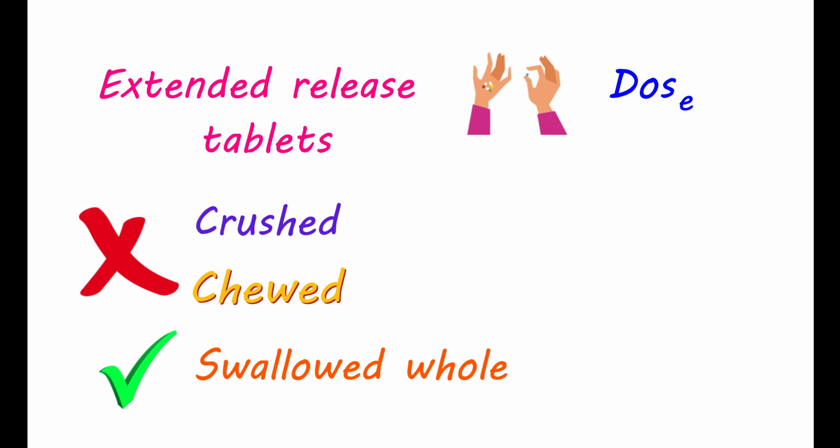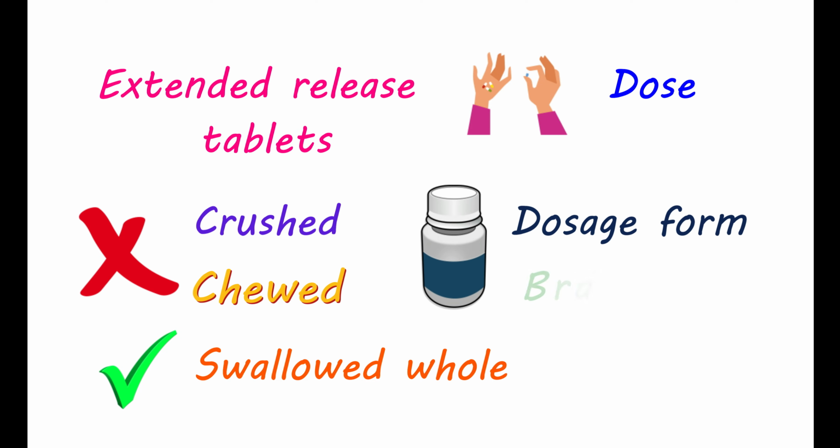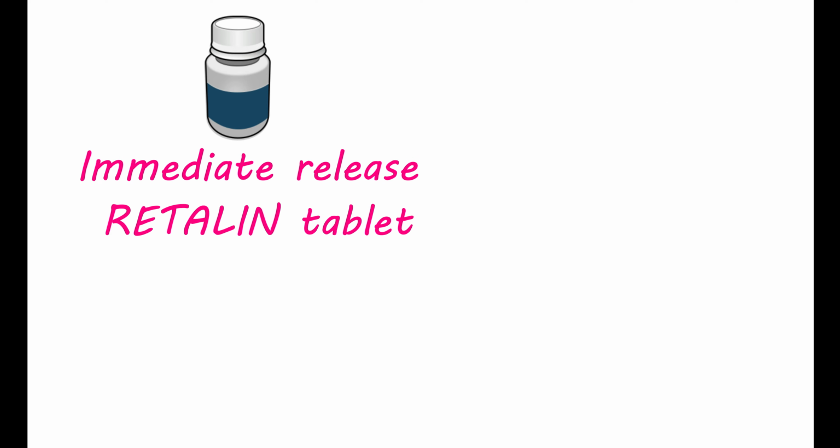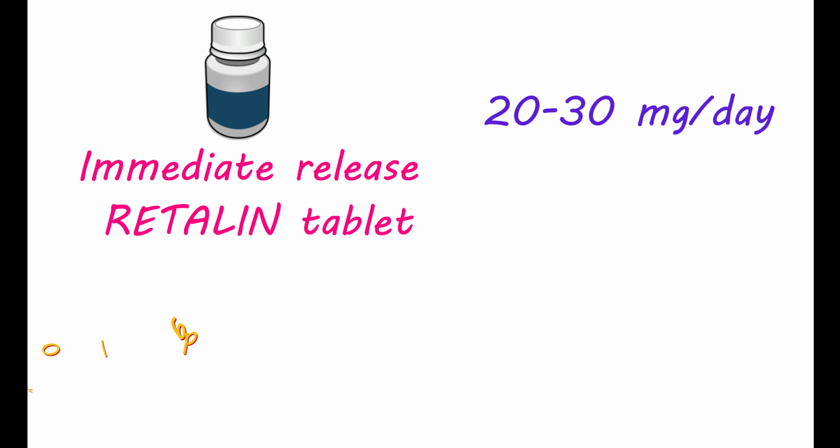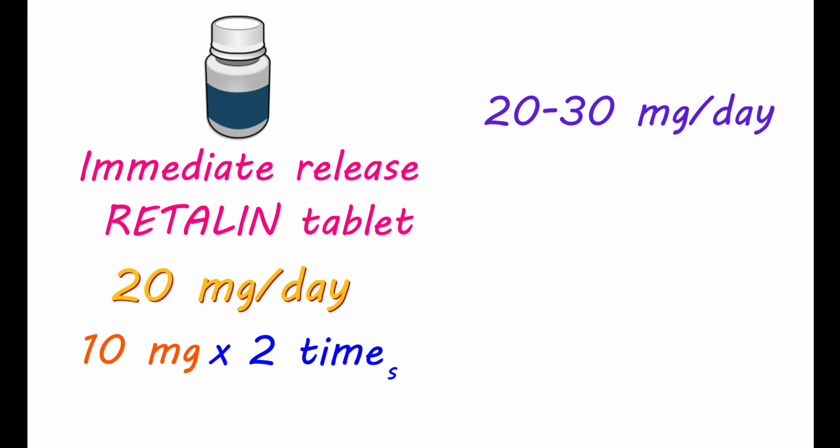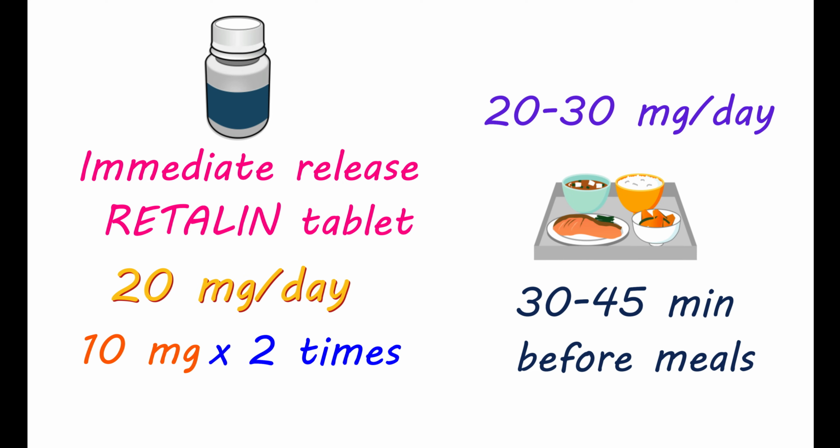The right dose of methylphenidate depends on many factors, including the type of dosage form and brand you are using. Therefore, check properly the correct dosage form you are using. Typically, an immediate release Ritalin tablet can be given at a dose range of 20 to 30 milligrams per day initially. For example, a 20 milligrams dose per day can be given as 10 milligrams tablets 2 times a day. These tablets should be taken 30 to 45 minutes before meals.